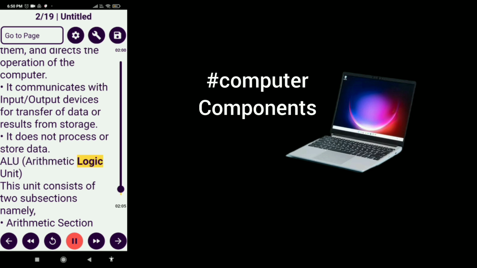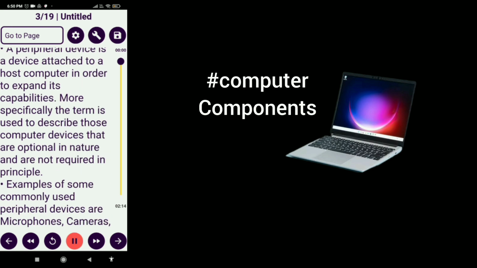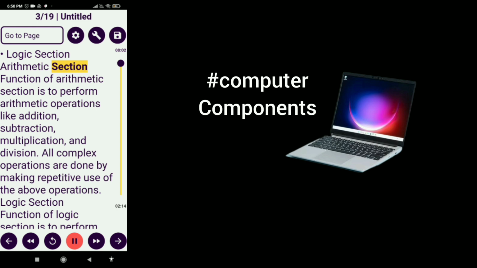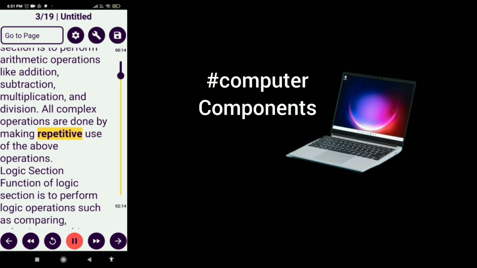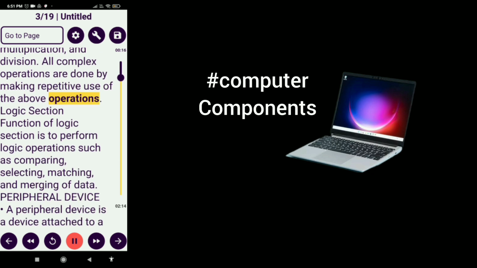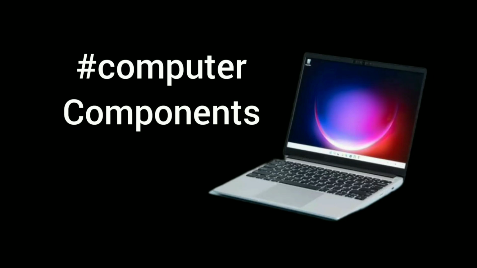ALU, arithmetic logic unit. This unit consists of 2 subsections, namely: arithmetic section, logic section. Arithmetic section. Function of arithmetic section is to perform arithmetic operations like addition, subtraction, multiplication, and division. All complex operations are done by making repetitive use of the above operations. Logic section. Function of logic section is to perform logic operations such as comparing, selecting, matching, and merging of data.